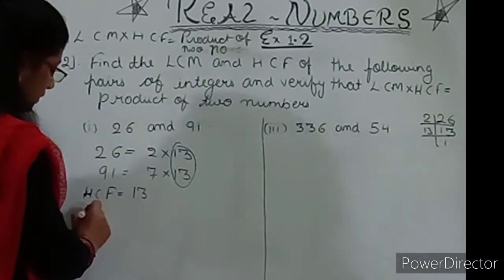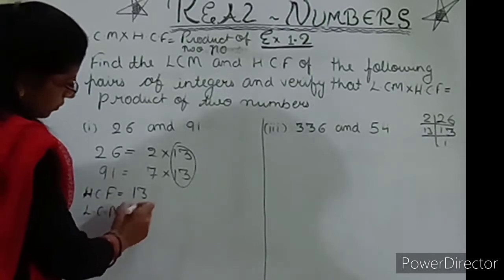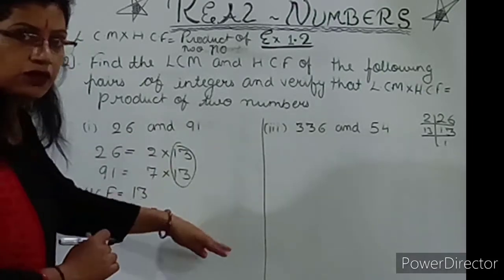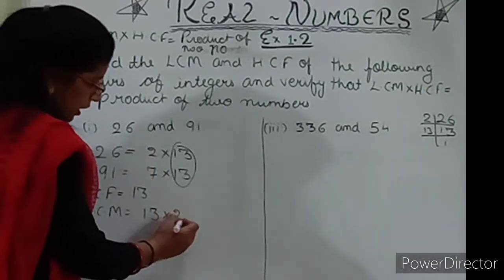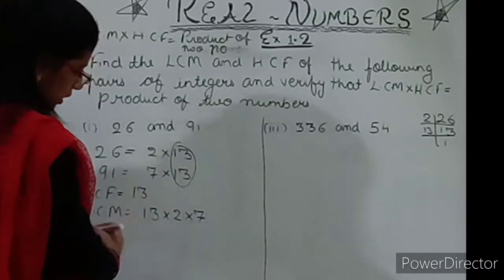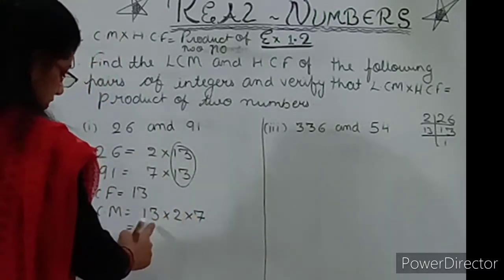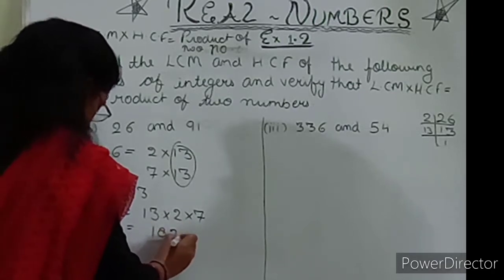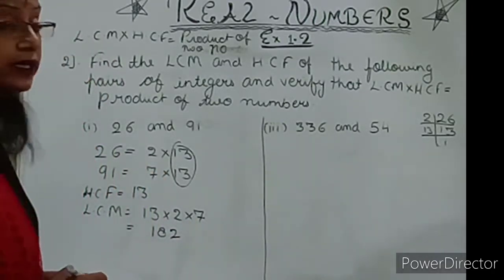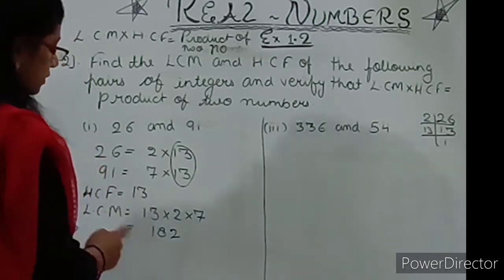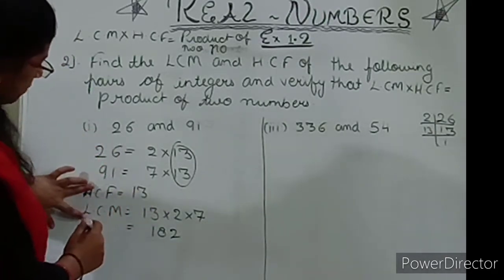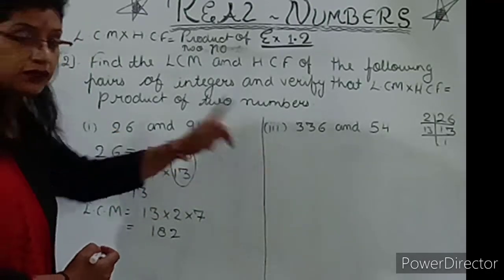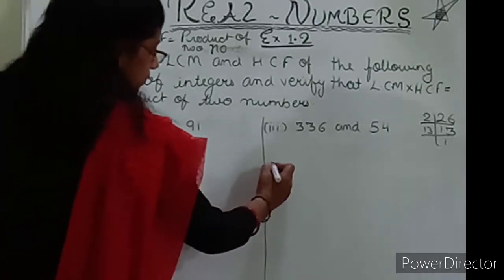What is LCM? For LCM, first we will take the common one. Then whatever the rest are left, we will write them also. That means 2 is left and 7 is left. Okay. So if you multiply 13 by these, 7 2s are 14, 13 times that, 26 times 7, we get LCM 182. Okay, so 182 is the LCM. Then we have to verify that LCM into HCF is equal to the product of the two numbers. So I am doing this part here right now. So LCM verification.